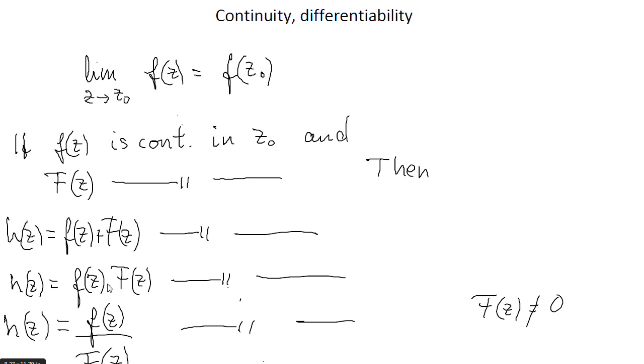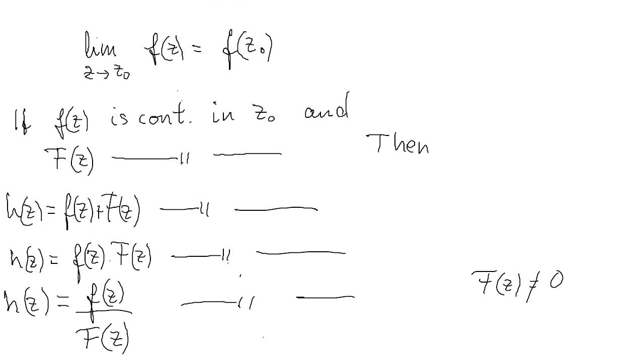The product is continuous at that point, and the ratio of f(z) and capital F(z) is continuous at z0, provided that capital F(z) is different from 0 at that point.